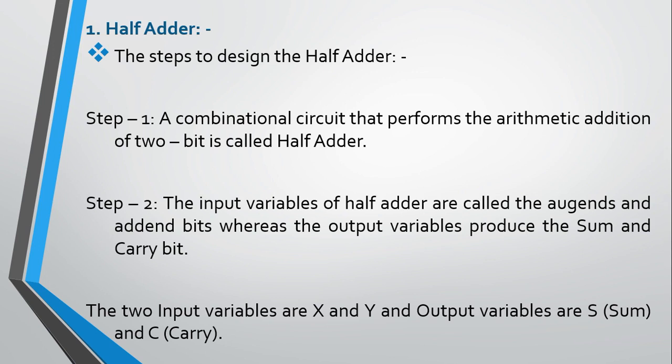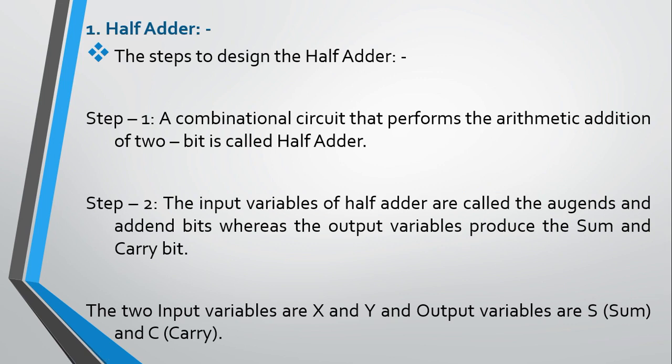The input variables of half adder are known as augends. See, 0 0, 0 1, 1 0 and 1 1. These are all the combinations of two input variables, so that combination is referred to as augends. This may be asked as a 1 mark question: the input variables of half adder are called blank.